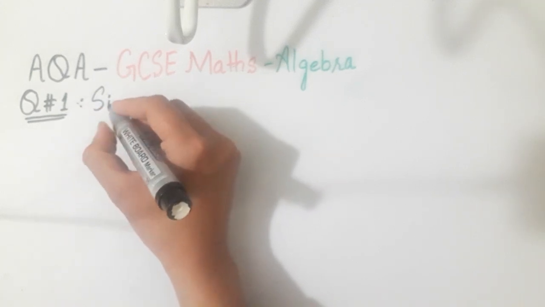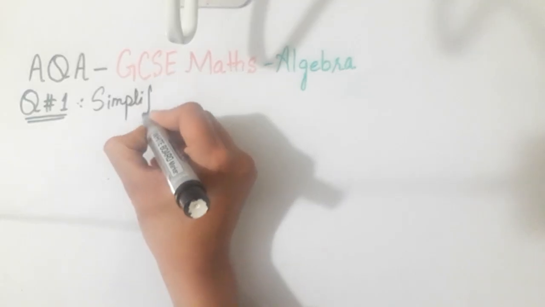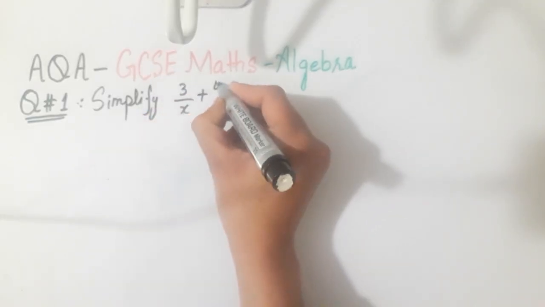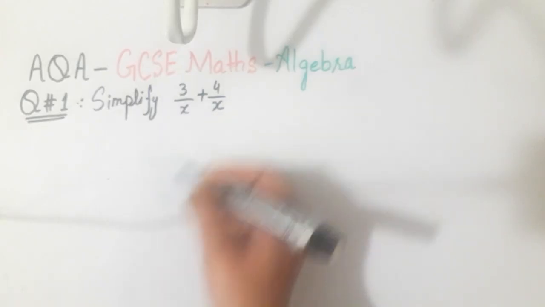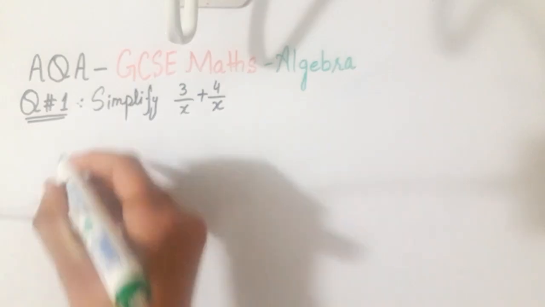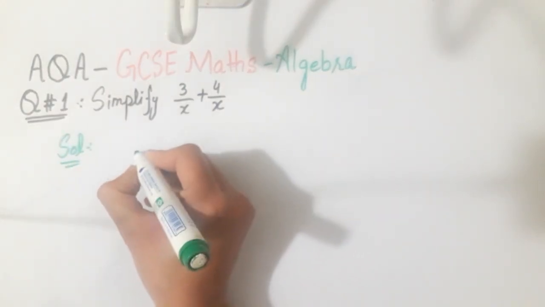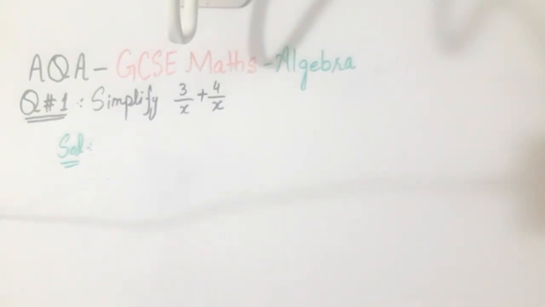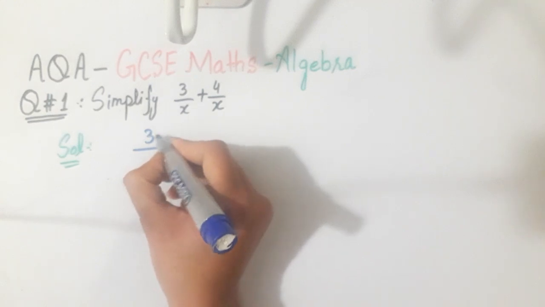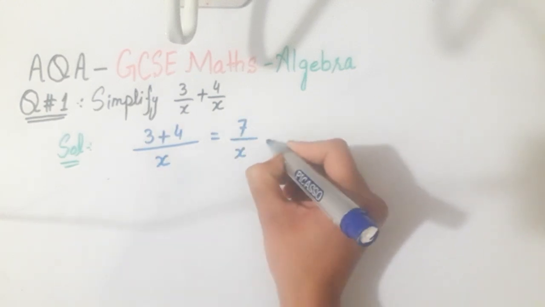So here is question number 1: simplify 3 by x plus 4 by x and find the answer. We will solve this just by taking the LCM. The LCM will be x, and 3 plus 4 equals 7. So 7 by x will be the answer.